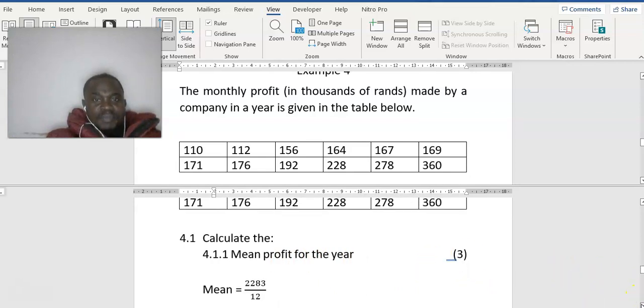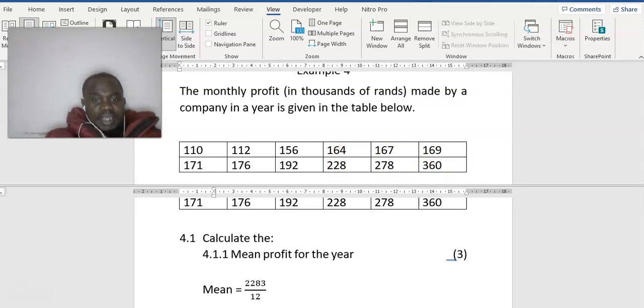So how do we calculate the mean? I told you it's the same, you don't waste time there. You add all of them. If I add all of this, I'm going to get 2,283 divided by what? 12. How did you get 12? 1, 2, 3, 4, 5, 6, 7, 8, 9, 10, 11, 12. Alright, that is one way of doing it.